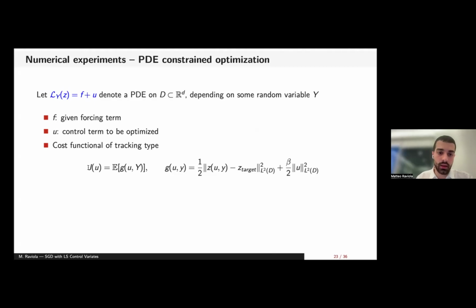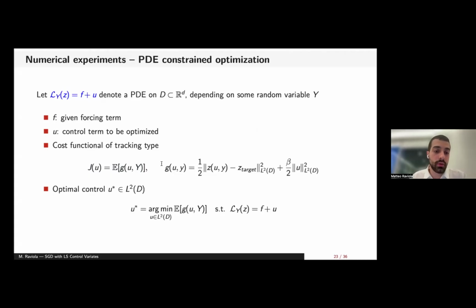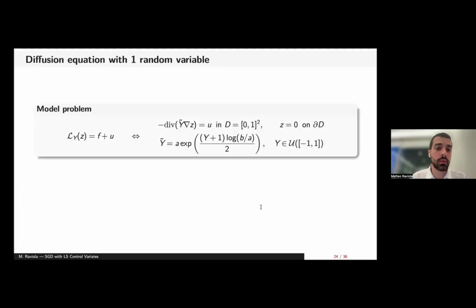And so this is the stochastic optimization setting that I presented at the beginning. So the optimal control is of course defined as the argument of this functional subject to the PDE being satisfied, right? So this is why it's PDE-constrained optimization. We have a model problem. This is very simple in 1D. So the PDE actually now is just an elliptic equation with one random parameter with no forcing term. And the parameter has this distribution, which is not so important at the moment.